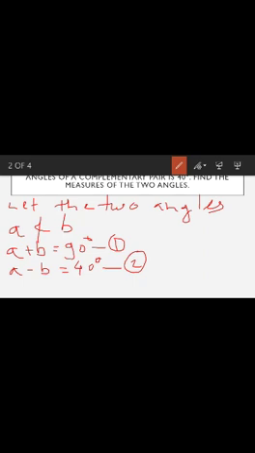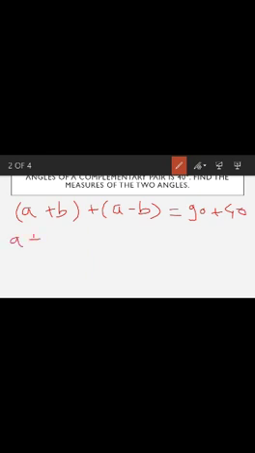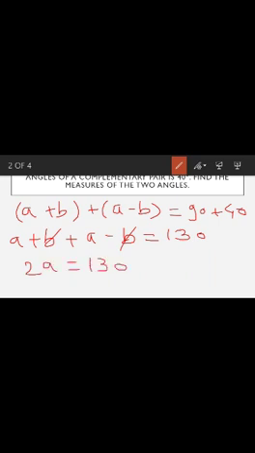Okay, we'll do it here. A plus B plus A minus B is equal to what? 90 plus 40. Now we'll remove the brackets. A plus B plus A minus B is equal to 130 degrees. Now this B will cancel because this is plus and this is minus. Now A plus A will become 2A is equal to 130 degrees.